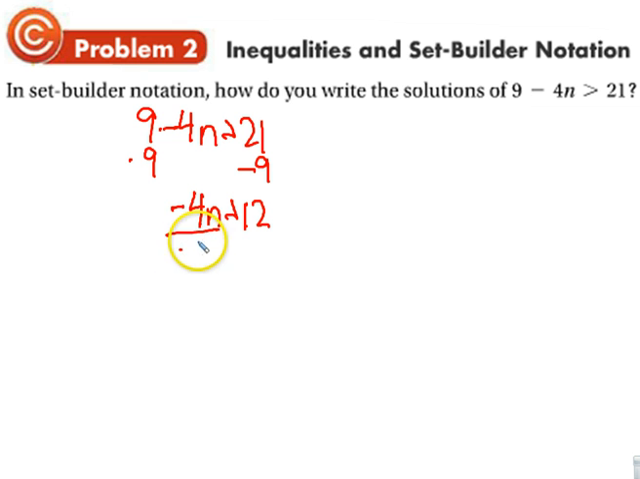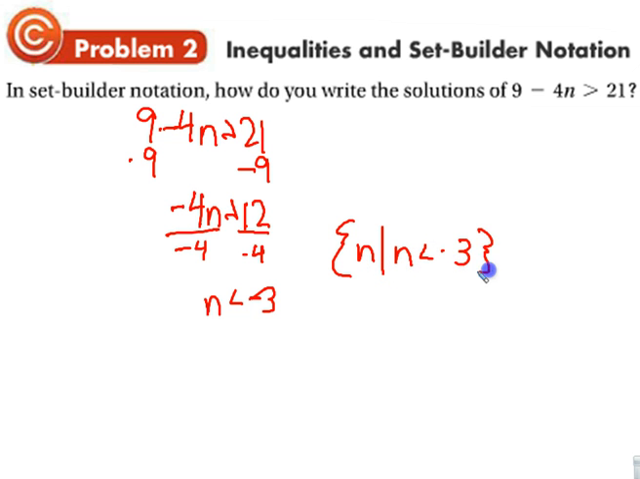And we divide by -4. So we get n, flip the inequality, n is less than -3. So we write it in set builder notation: n such that n is less than -3. Okay. So we're still solving it the same way, and now we're just writing our answer in set builder notation. So that's the process that we're going through with that type of question. There's another one done in your book for you that you can practice on.